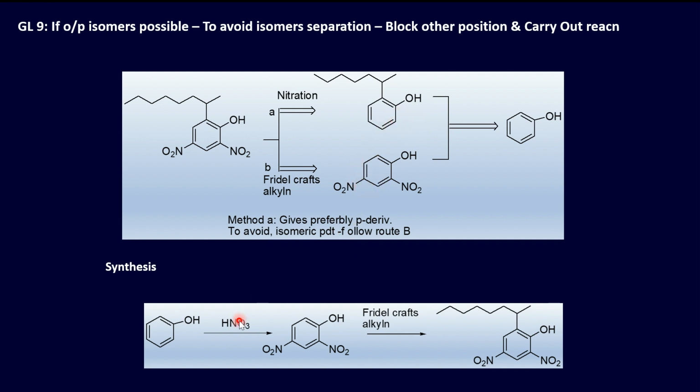Route B is better. Phenol I will take, treat with nitric acid, you get 2,4-dinitrophenol, then nitro is an electron withdrawing group and meta directing. The meta position is adjacent to the OH group over here, and here also the same, do Friedel-Crafts alkylation. By following these guidelines, we can choose the order of events and achieve the target molecule synthesis.